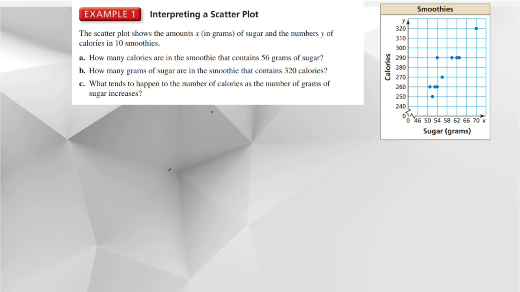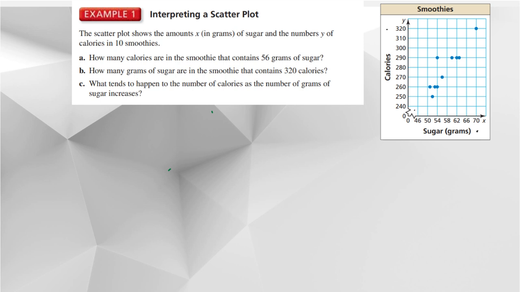In A, the question tells us: how many calories are in the smoothie that contains 56 grams? We know that sugar is x down here and the calories is y. If I look for 56 grams, first we need to identify the scale. Always remember that this break that you see in a graph means that you're starting at 0 at the origin, but there's a big gap between numbers. It's going to jump numbers.